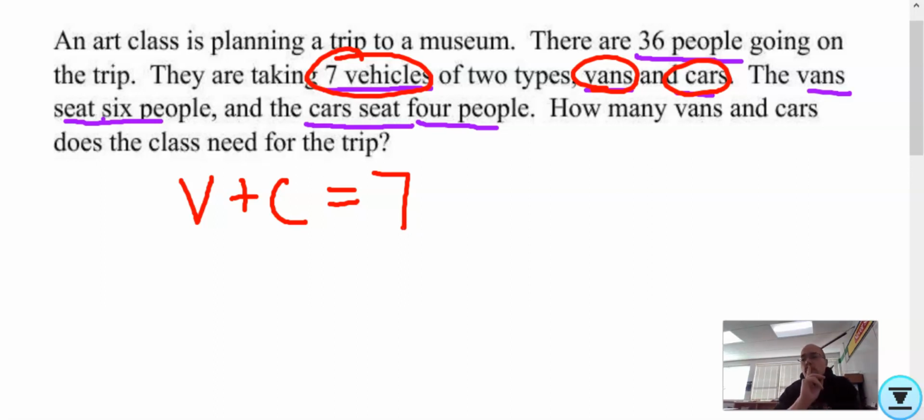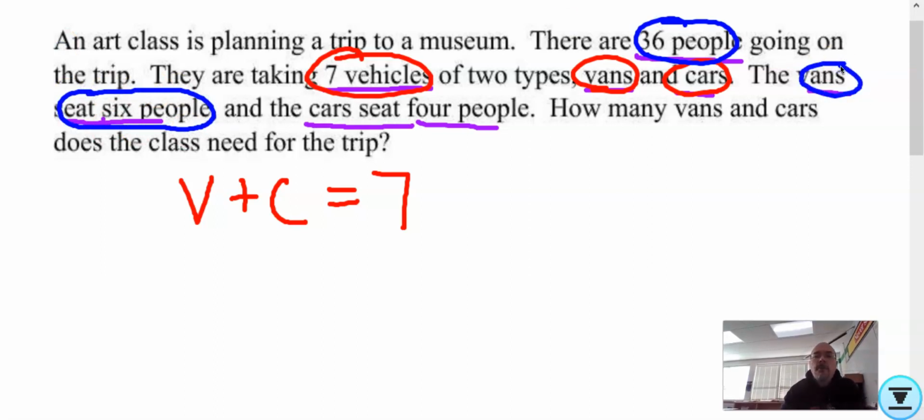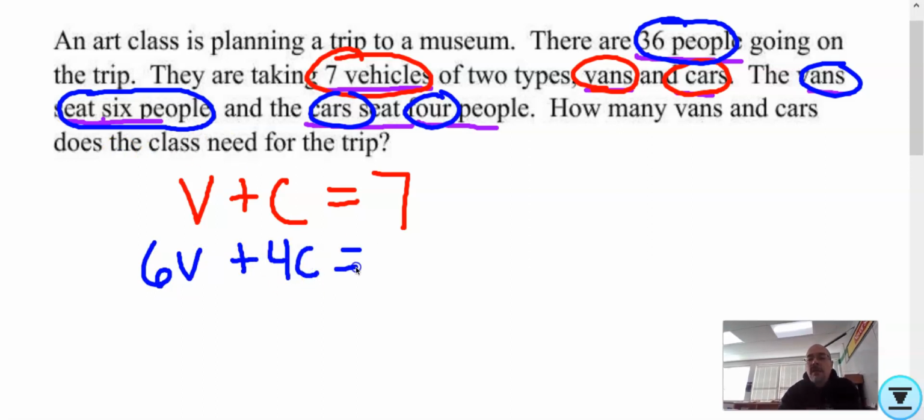Okay, but now we've got the people. 36 people, 6 people go in a van, and 4 people go in a car. Well, 6 people in a van, that would be 6V, plus 4 people in a car, that would be 4C, and that's going to equal 36 people. Hey, I've got my system.